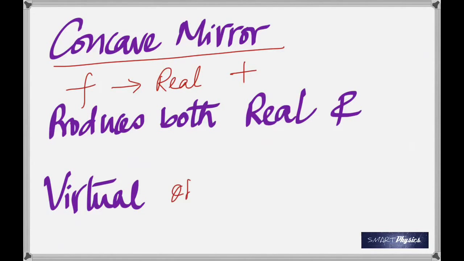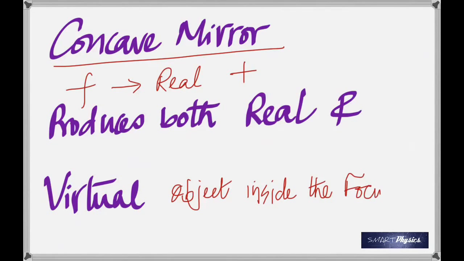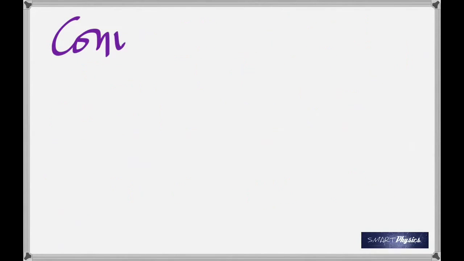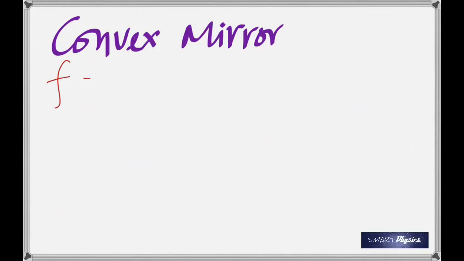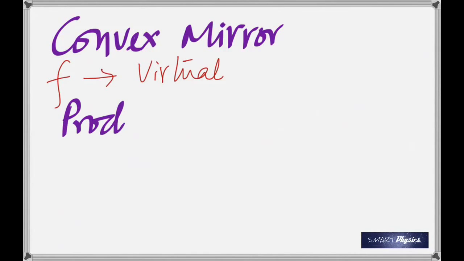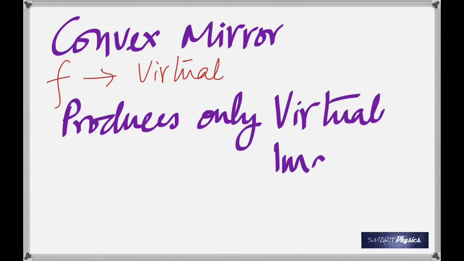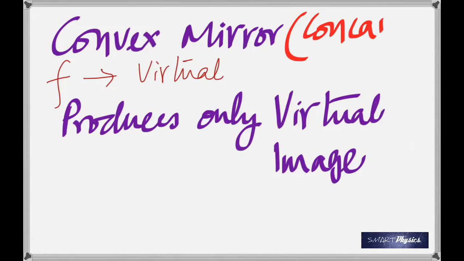Also note that a concave mirror has the same properties as that of a convex lens. Now, a convex mirror is called a diverging mirror, and therefore it has a virtual focus and its focal length is negative. It can only produce a virtual image. And it has the same properties as that of a concave lens.